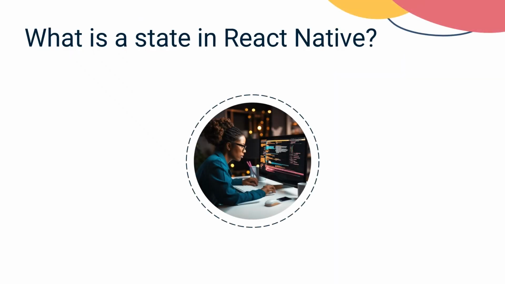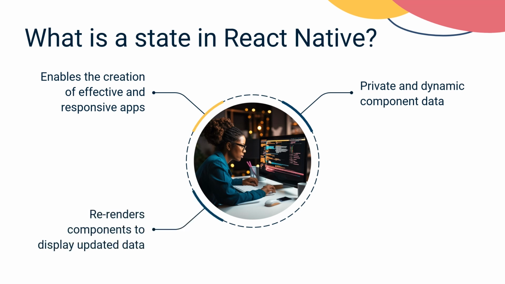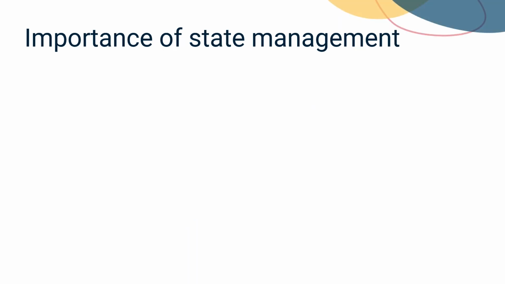State is a crucial concept in React Native, enabling the creation of efficient and responsive mobile applications. State refers to a component's private, dynamic data. When the state changes, the component re-renders to display updated data in the user interface, UI. Understanding and using state management hooks like useState and useReducer are key to building reliable apps. Let's go through the importance of the state in React Native.